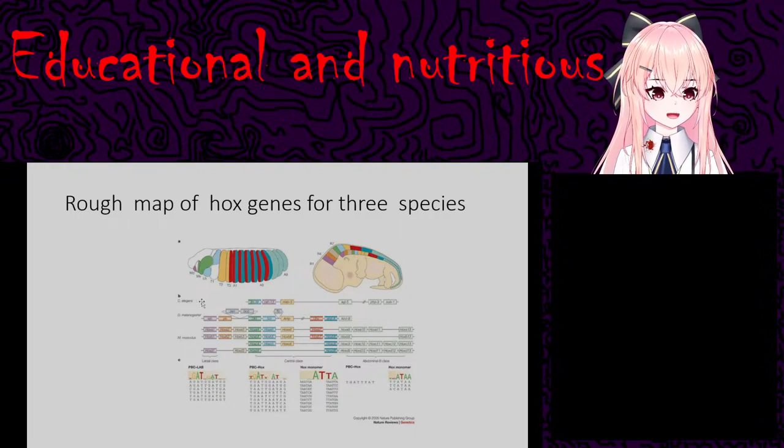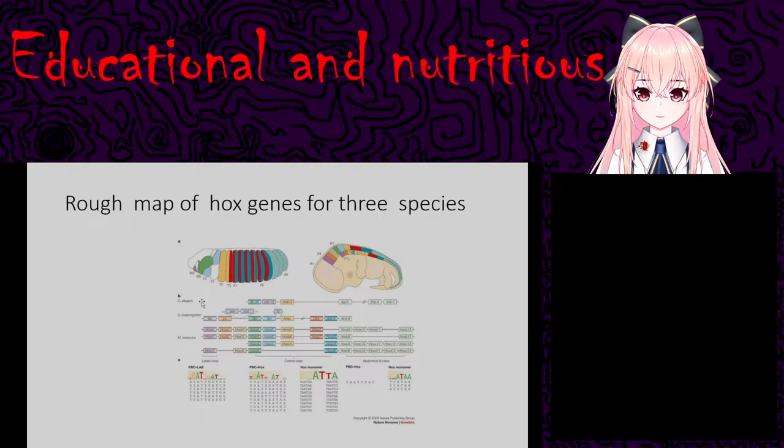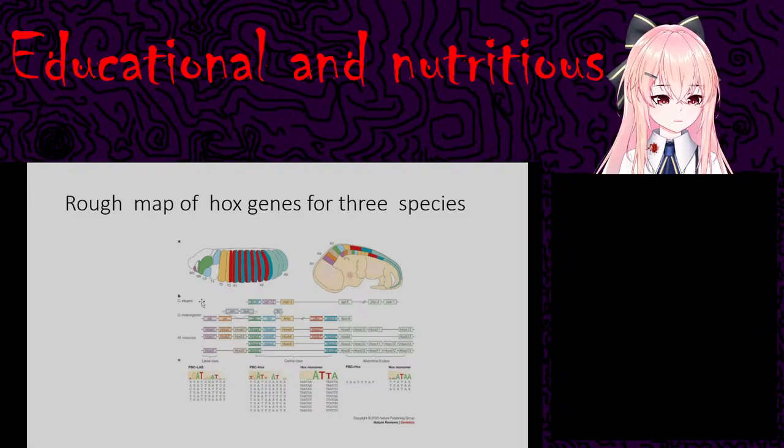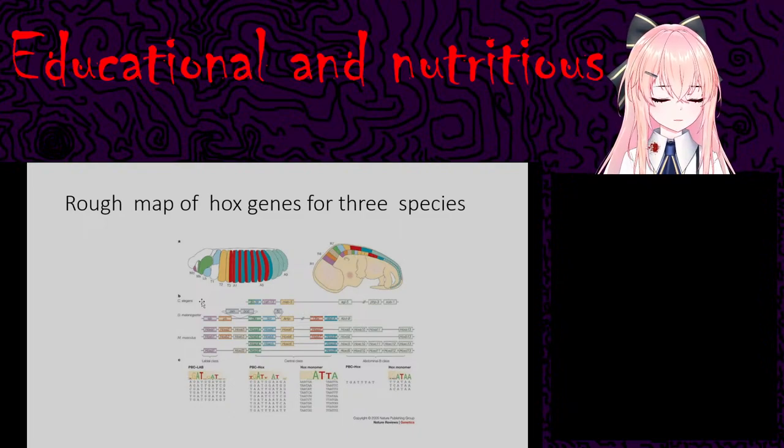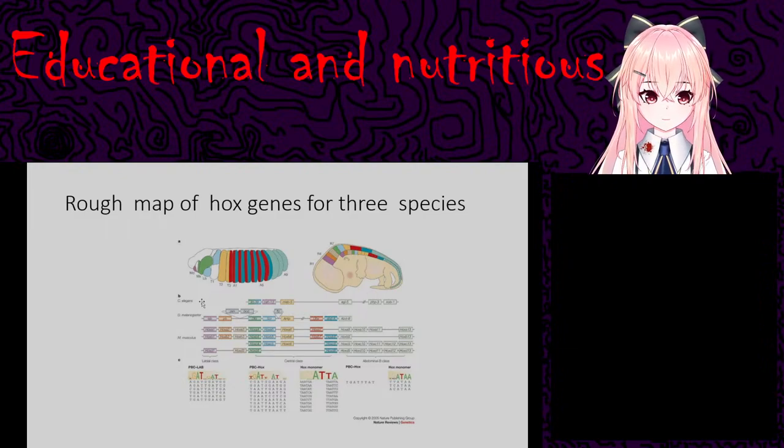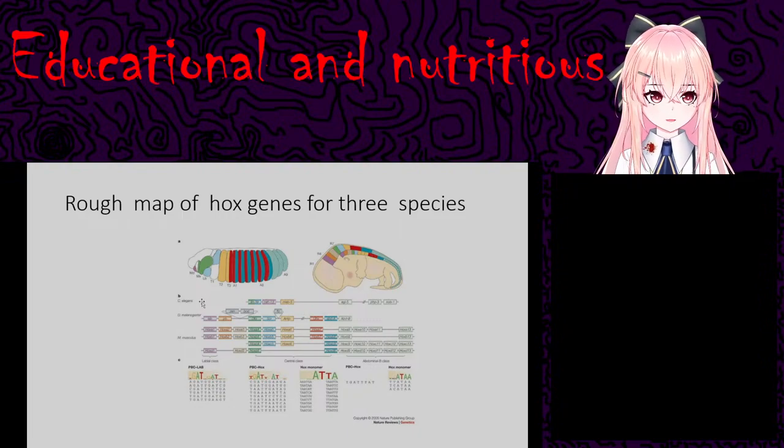C. elegans is like a worm. It's a very simple worm. C. elegans is one of the models of development. And why is that? It's because each species of this kind of worm has a set number of cells. So one species, for example, is going to have 900 cells, for example. 920 cells? Something akin to that.